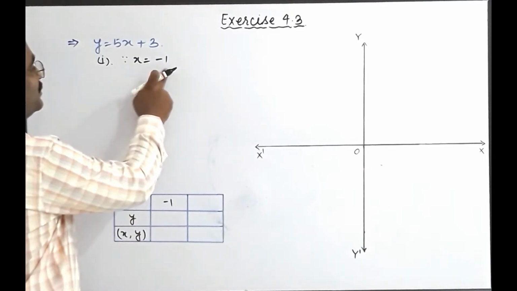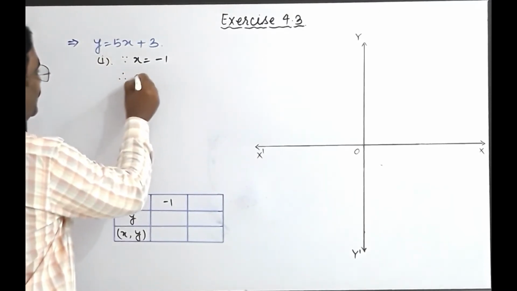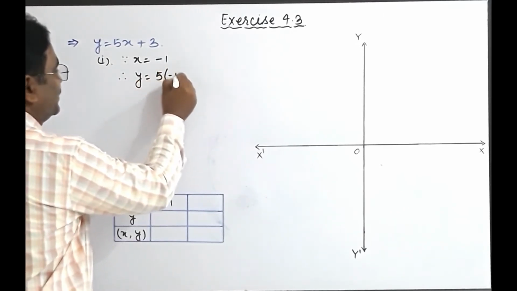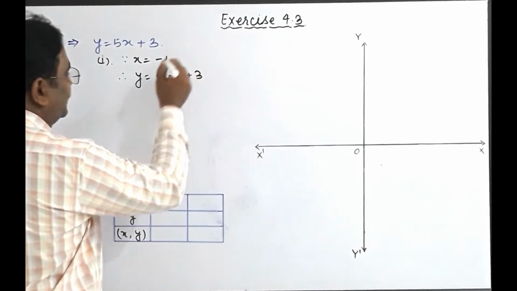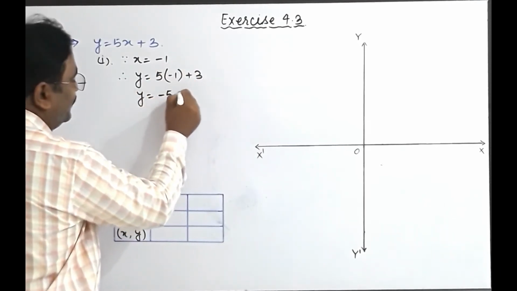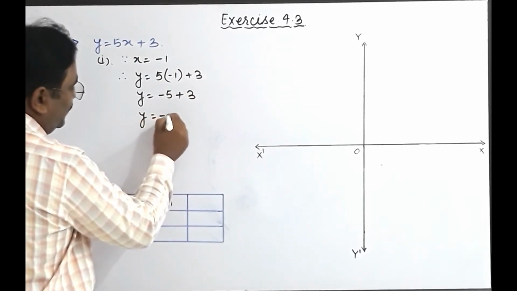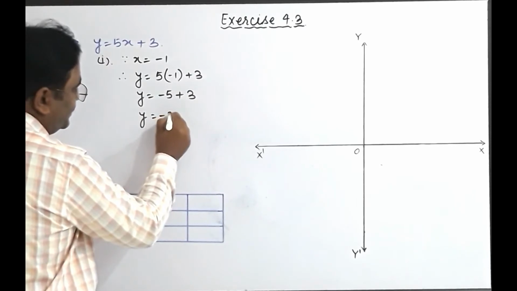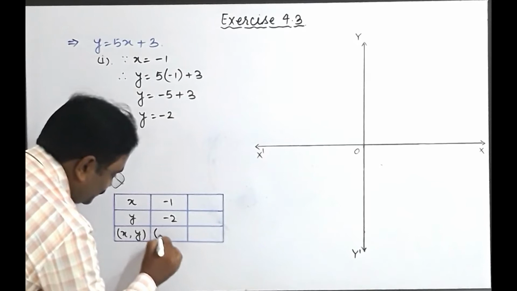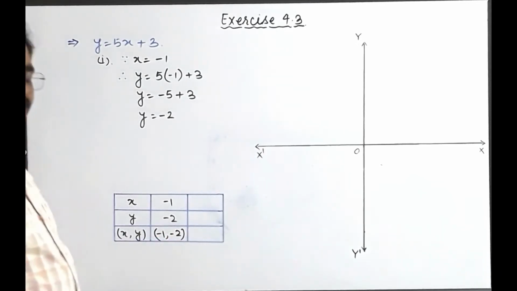Substitute x is equal to minus 1 in this equation. Therefore, y is equal to 5 into x, which is minus 1, plus 3. So y is equal to minus 5 plus 3. So our corresponding value of y is minus 2. So we got the first solution: minus 1 comma minus 2. Right children?